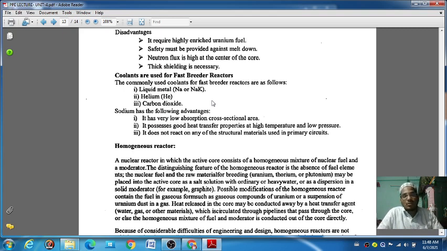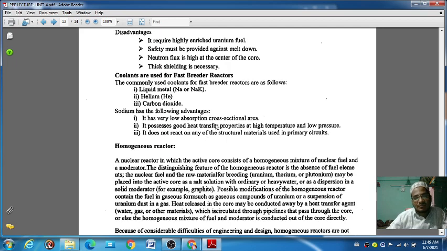This is a very important question that you may get in interview exams or in your engineering subject exam. If sodium has good heat transfer properties, you have to write some points: it works at a high temperature and low pressure. It does not react with any structural material used in the primary circuit. So in the primary circuit, the sodium does not react with or damage the structural materials.